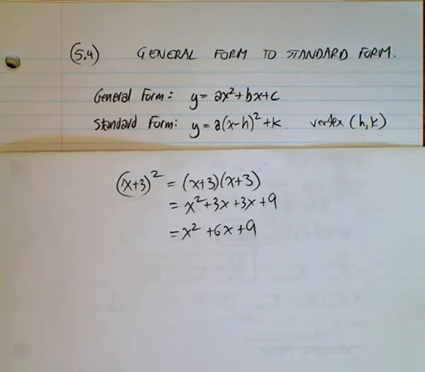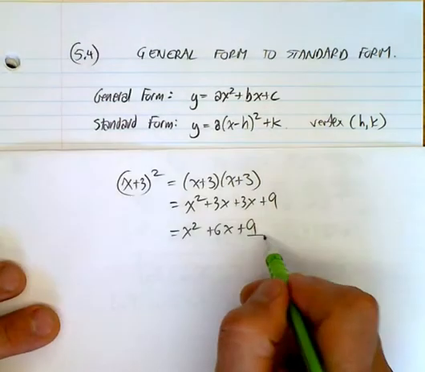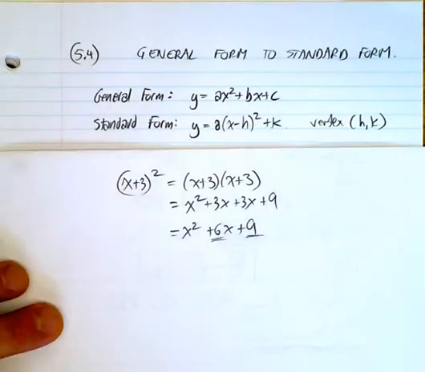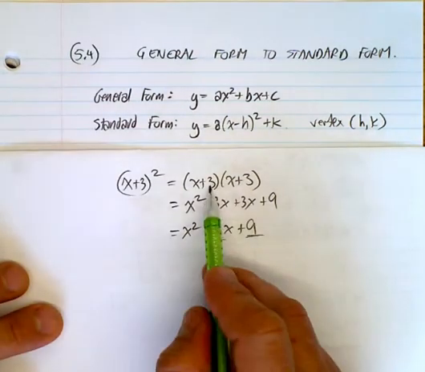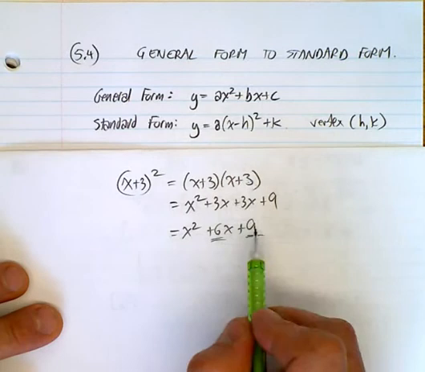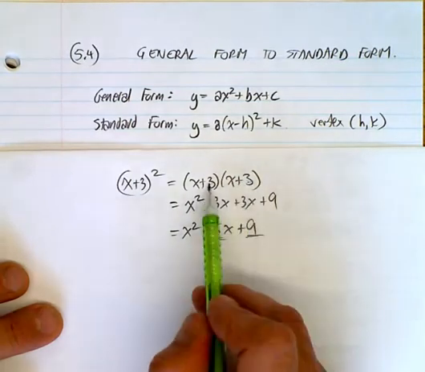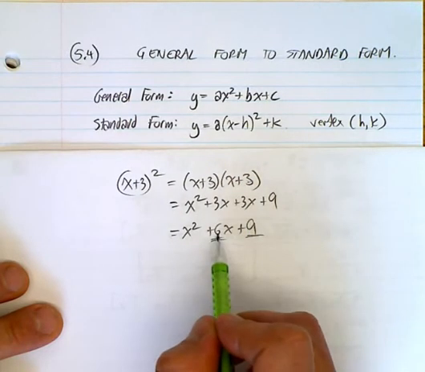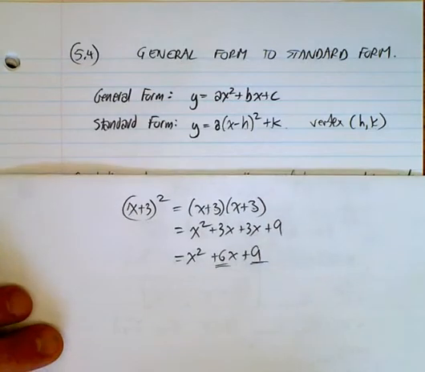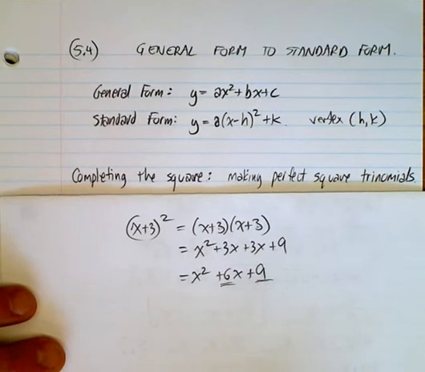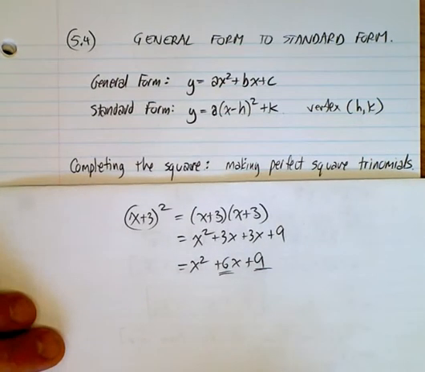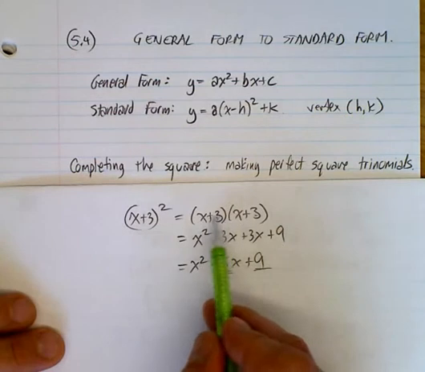Now, what I need you to think about is how we get these two numbers. Understand that you multiply these two to get that, and you add them to get that. Now, what we're looking for here, folks, is something called completing the square. And we're going to be making perfect square trinomials, which is this.